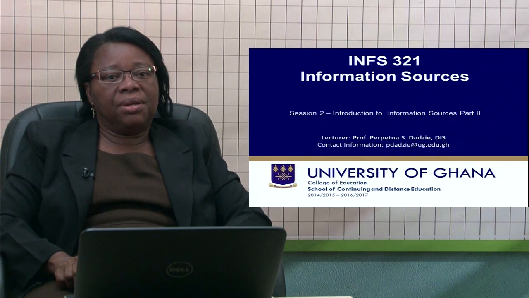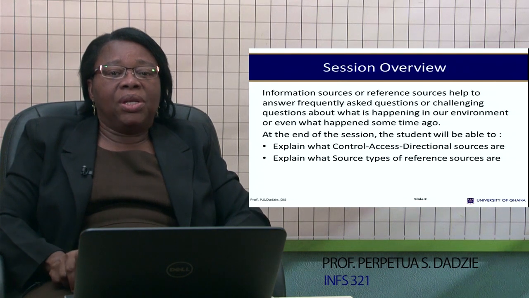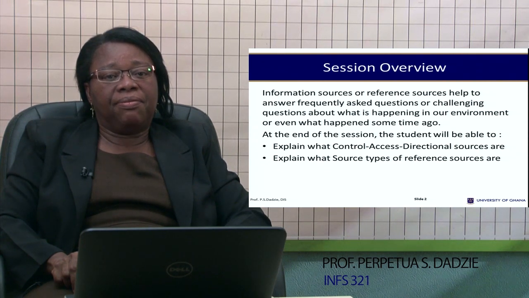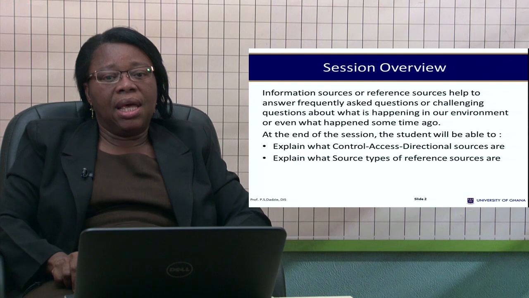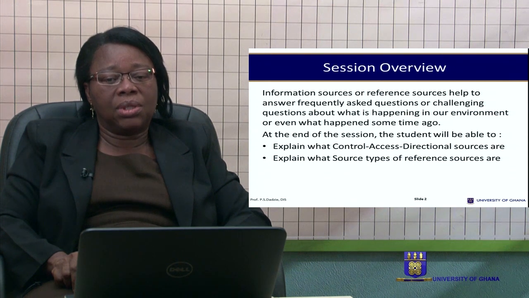In the previous session, we looked at information sources. We are going to continue with the second part of information sources. I mentioned earlier that we have two schools of thought in classifying information sources or reference sources. The first uses documentary and non-documentary sources, and the second one, which we are going to look at, we call the control access directional sources and source types.